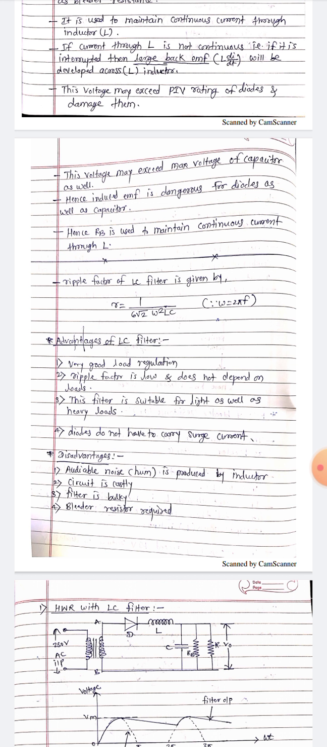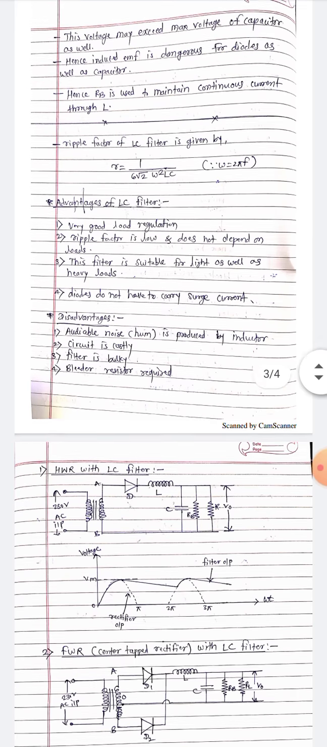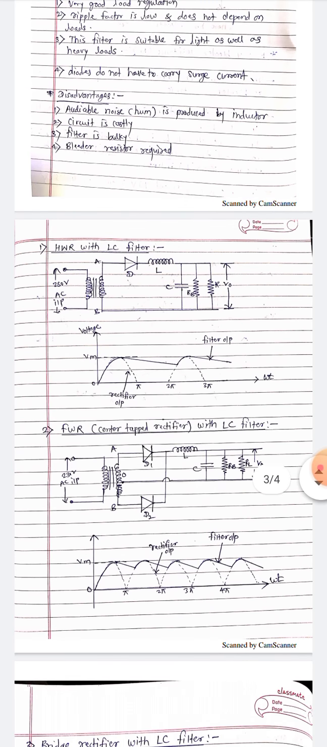The disadvantages of this filter are that it produces noise, the circuit is costly, the filter is bulky, and a bleeder resistor is required. Then we'll see the working of a half wave rectifier with LC filter.